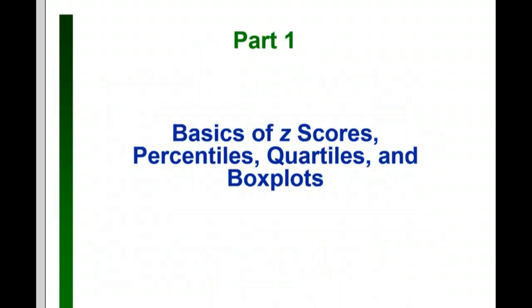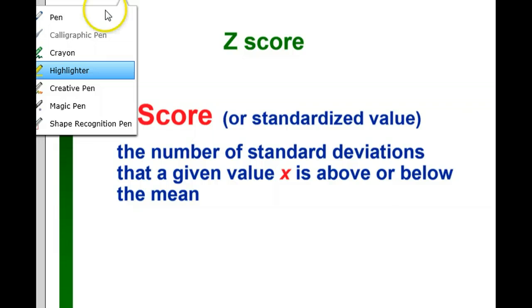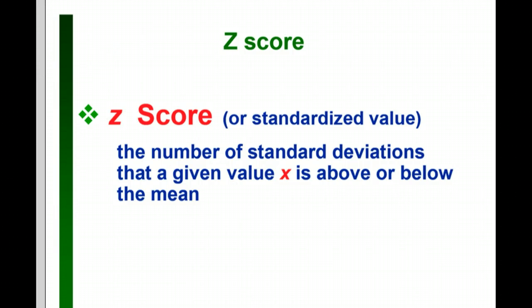Alright, the basics: z-scores, percentiles, quartiles, and box plots. Percentiles and quartiles are kind of one and the same, and then box plots are like a visual of this idea called a 5-number summary. So the z-score. The z-score, sometimes called the standardized value or the standard value, this gives us a measure relative to the mean.